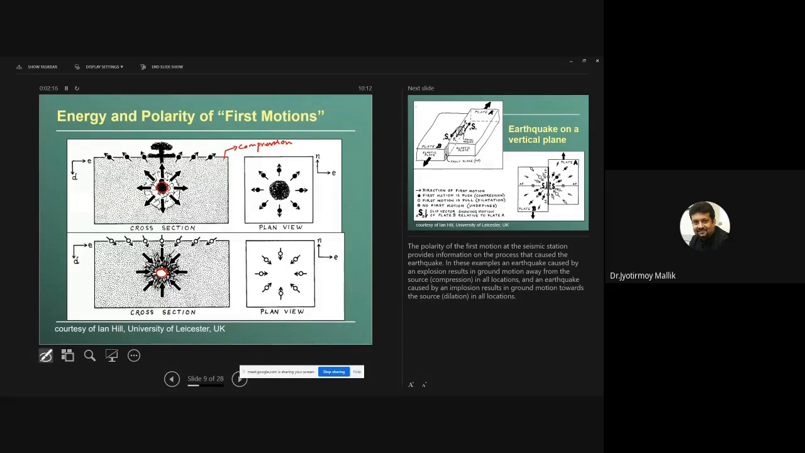Say for example, here are my seismometers. So the first motion which is received, hang on for a moment, is important. Just a moment, guys. Hello.